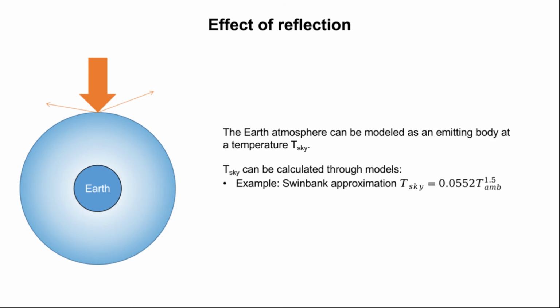Finally, the Sun's radiation is also partially reflected by the Earth's atmosphere. We can model this phenomenon by considering the atmosphere as an emitting body at a temperature T sky. The temperature T sky can be calculated with models. For example, one of the simplest models is the Swinbank approximation, which approximates T sky as 0.0552 times the ambient temperature raised to the power of 1.5.